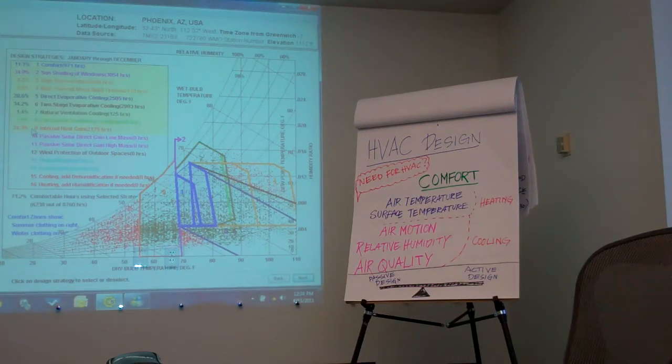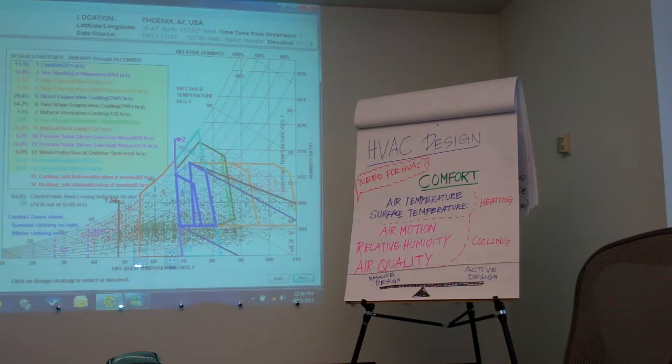And internal heat gain solves most of our heating needs. Passive solar direct heat gain solves the rest of the heating needs. Wind protection, we don't really have to worry about it here. Humidification helps for about 3%. Dehumidification, we don't have to worry about that because we have very dry air.